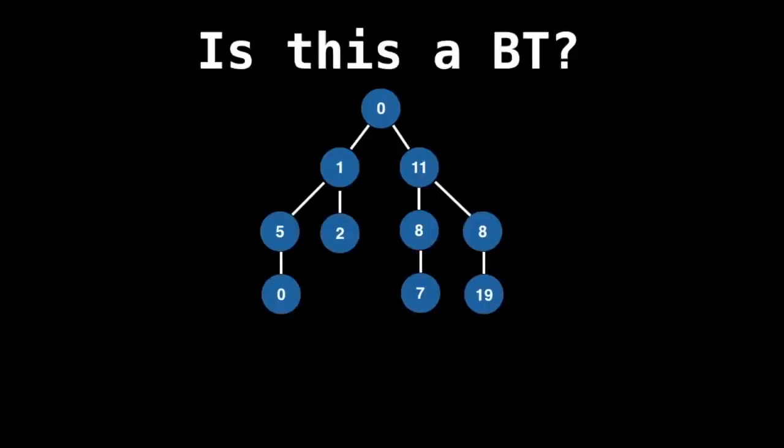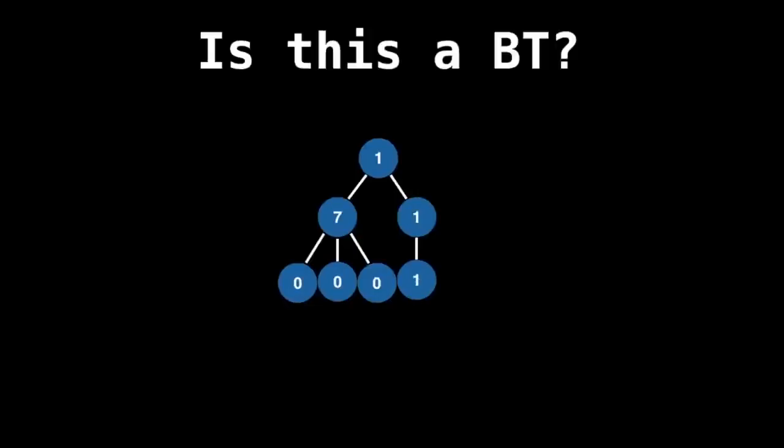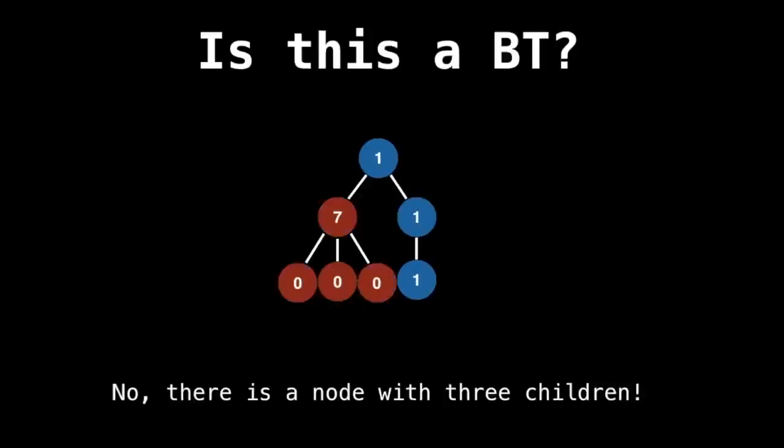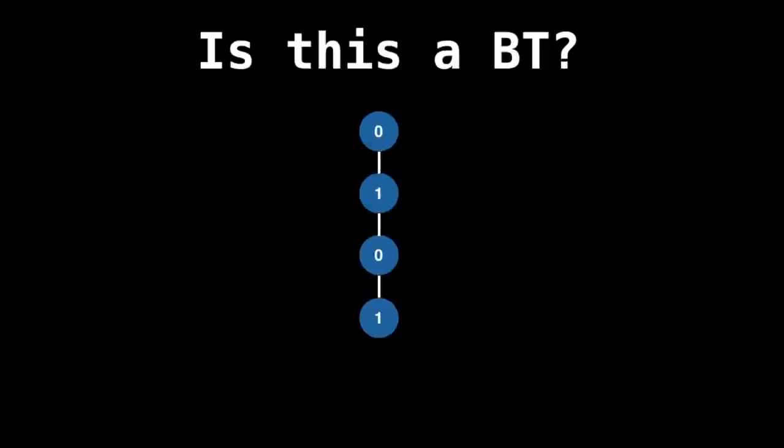So now we're going to play a game. I'm going to give you some various structures, and you're going to have to guess whether it is a binary tree or not. So is this a binary tree? Yes, yes it is. Every node has at most 2 children. How about this one? No, you can see that 7 has 3 children, so it's not a binary tree.